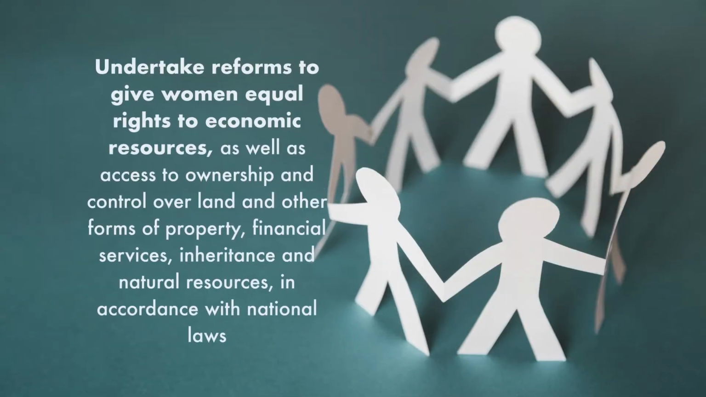Undertake reforms to give women equal rights to economic resources as well as access to ownership, which is very important, and control over land and other forms of property, financial services, inheritance, and natural resources in accordance with national laws. To adopt and strengthen sound policies and enforceable legislation for the promotion of gender equality and empowerment of all women and girls at all levels. These are some of the key targets to achieve goal number 5.